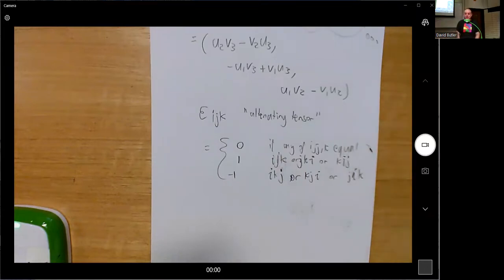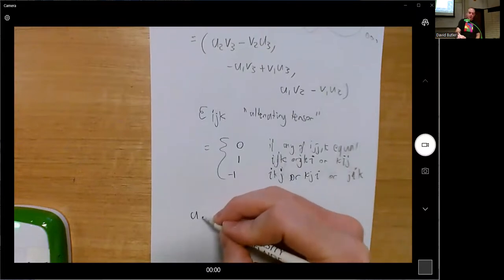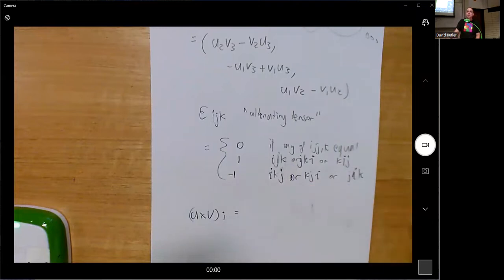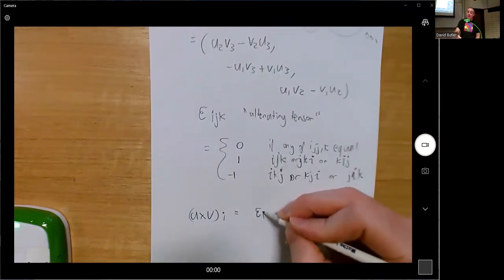Okay, and so someone's going to have to remind me how to do the cross product. If I've got U cross V, position i is going to be, I'm just guessing.